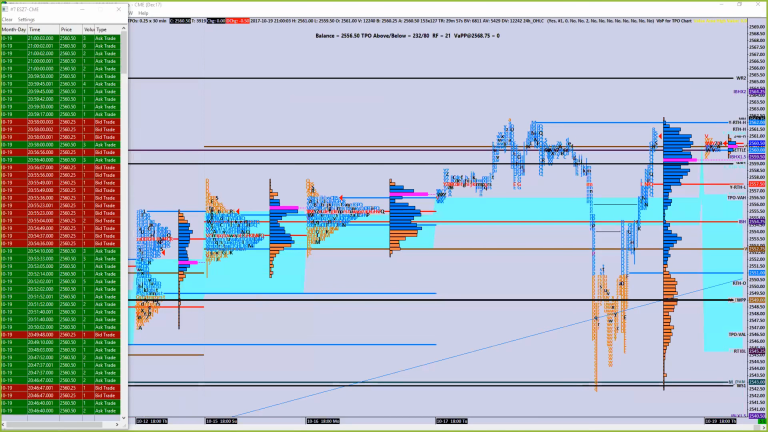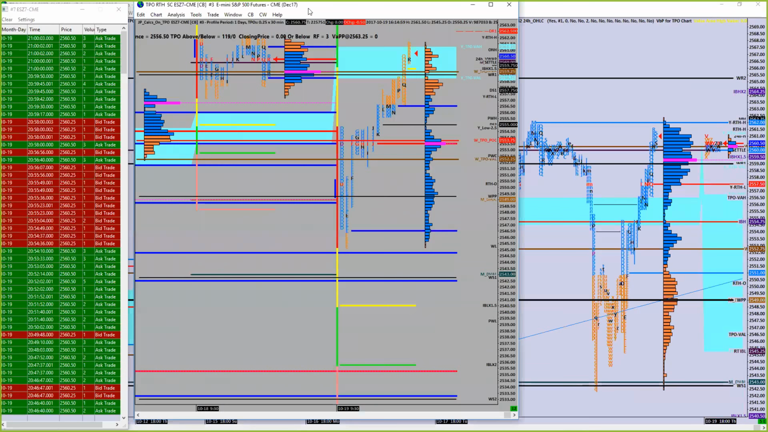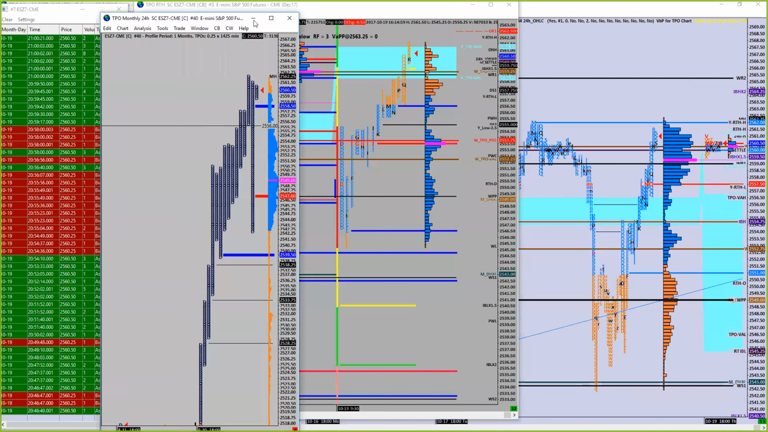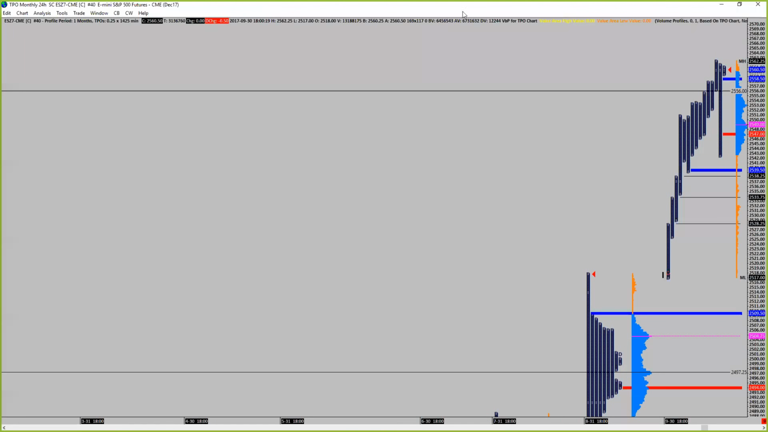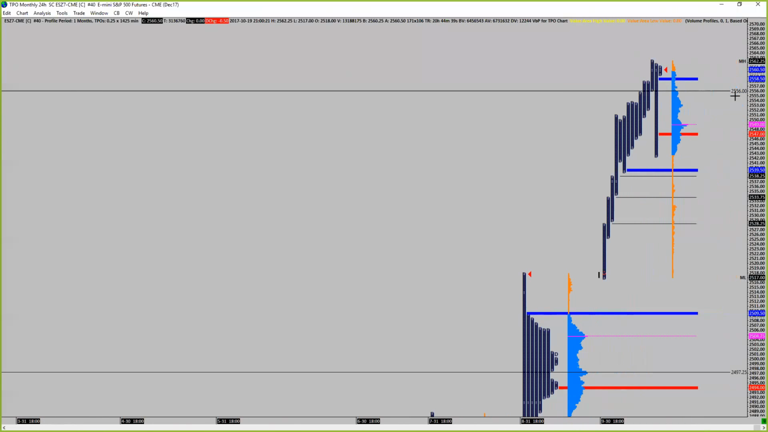Let me bring the daily in. Or actually, what I should do is bring in the weekly. Well, you know what? Let's do it the way we always do it. Here's the monthly. This is the drop right here. And you can see it went right through the value area high. That was the first sign it was going to happen.